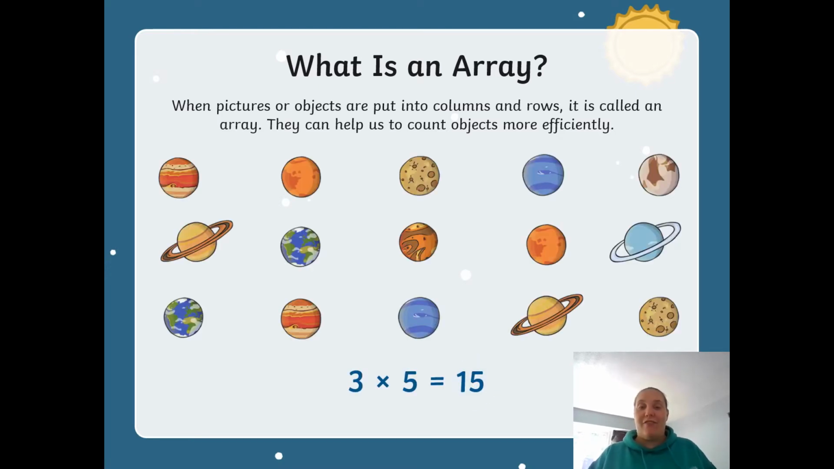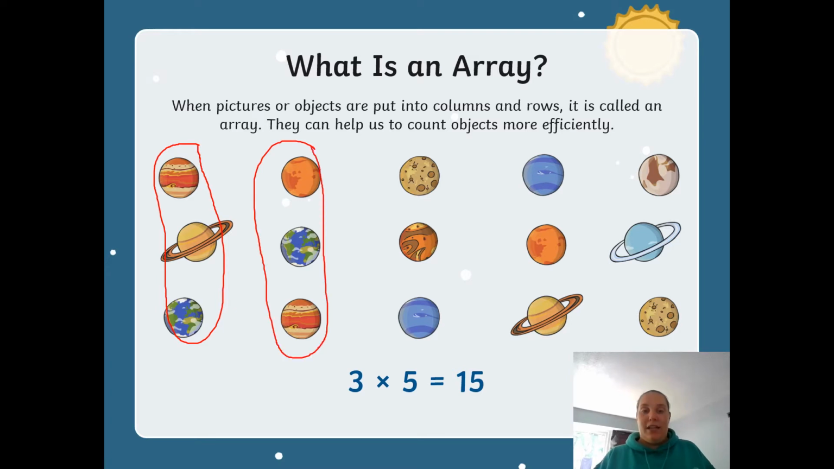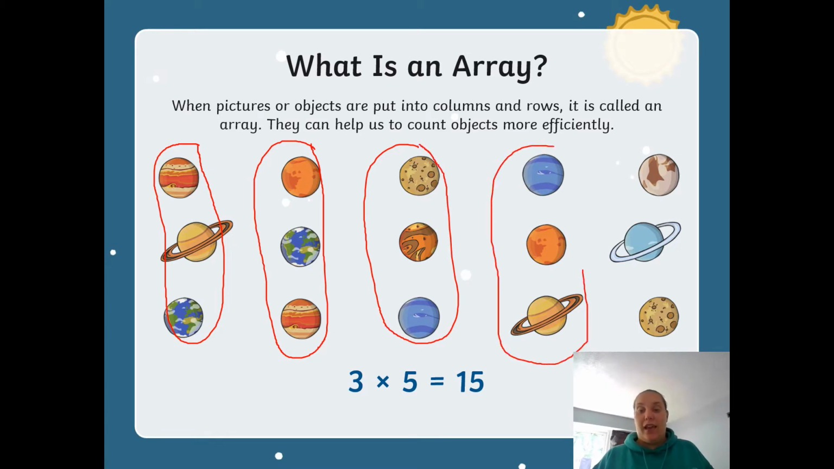So here we have got an array. You can see the array here is lots of different planets. So we have got planets that are in groups of 3 because there are 3 planets here. If I get my red pen, we can group these into groups of 3. So let's do that really quickly and put these planets into groups of 3, because then we can use our 3 times table to count them really quickly and work out the answer.